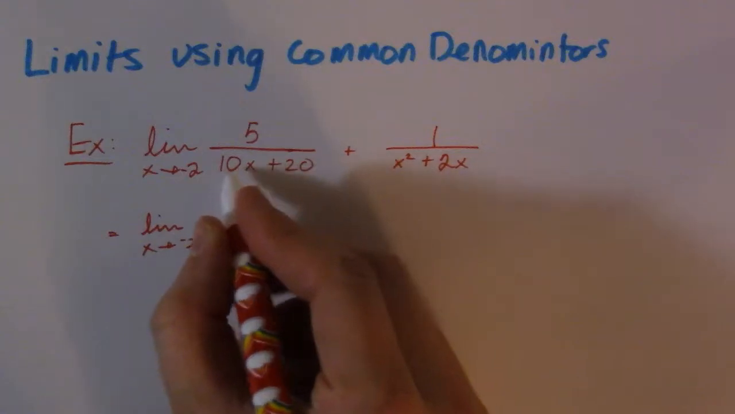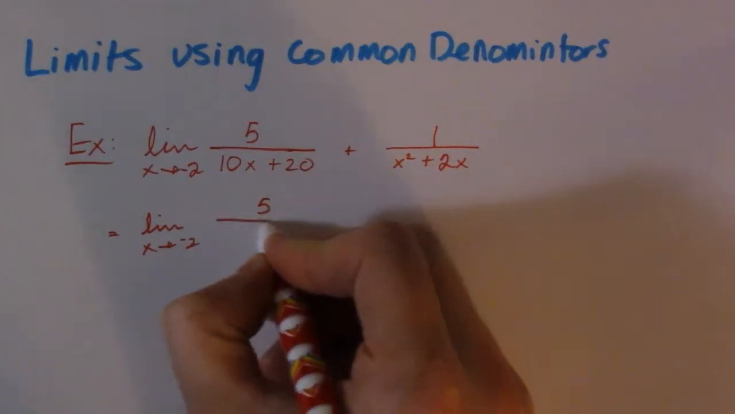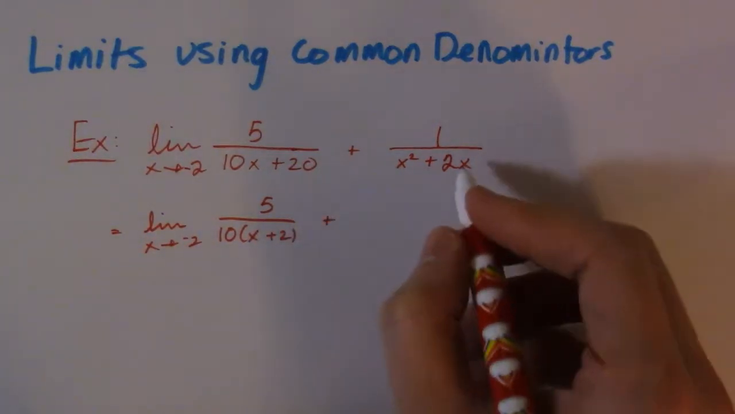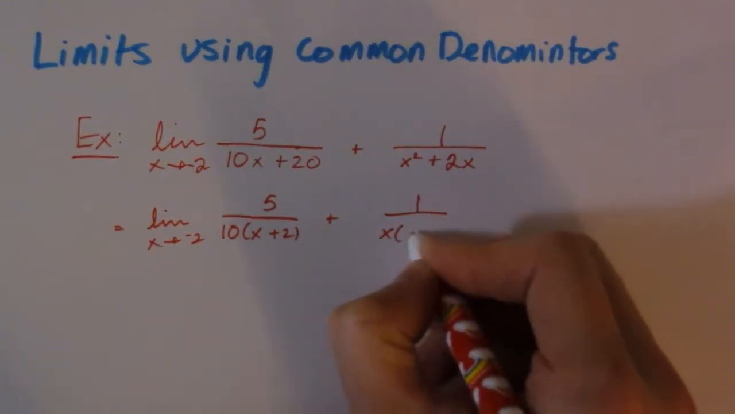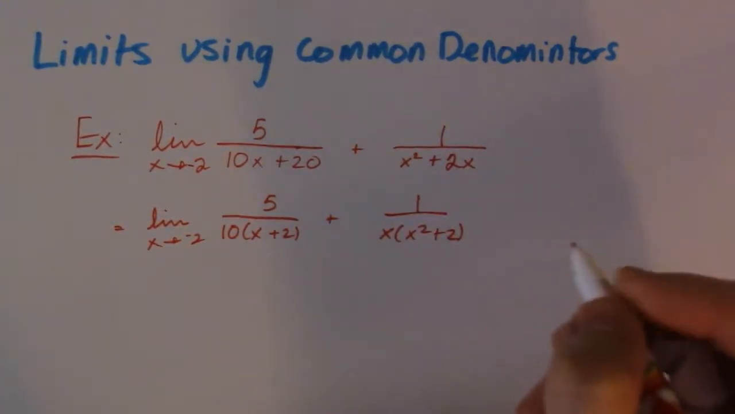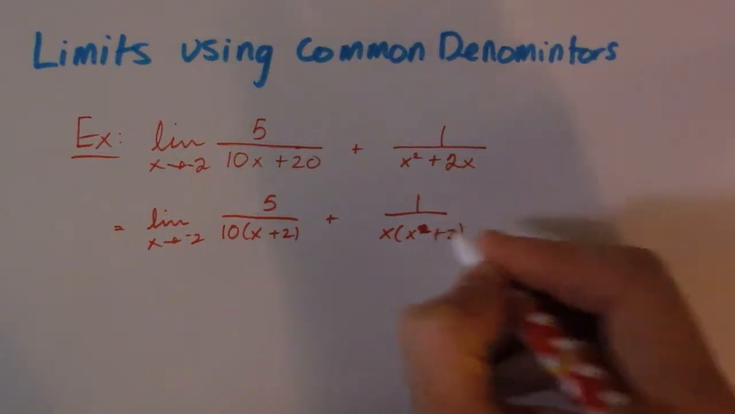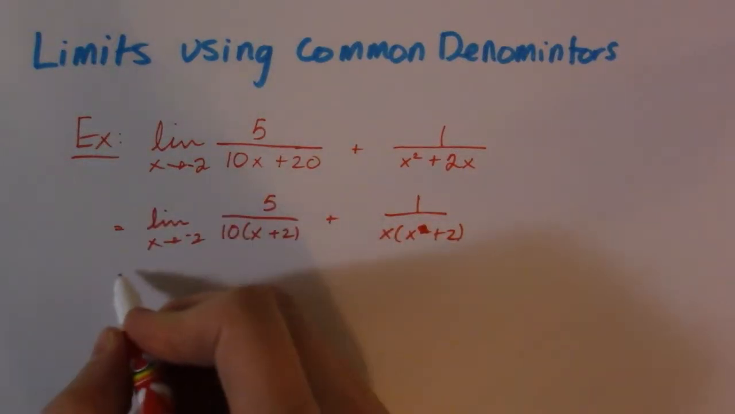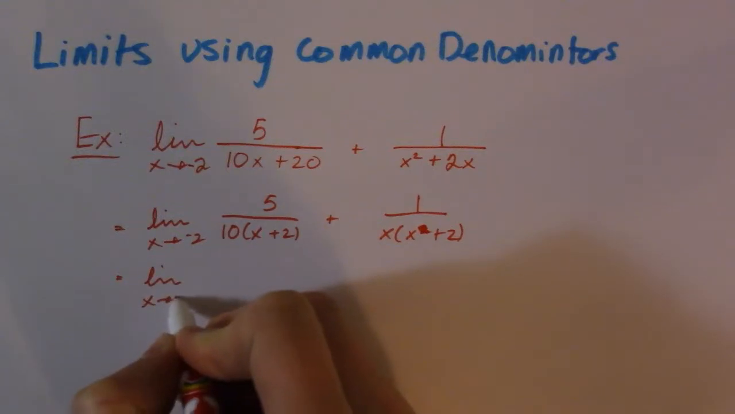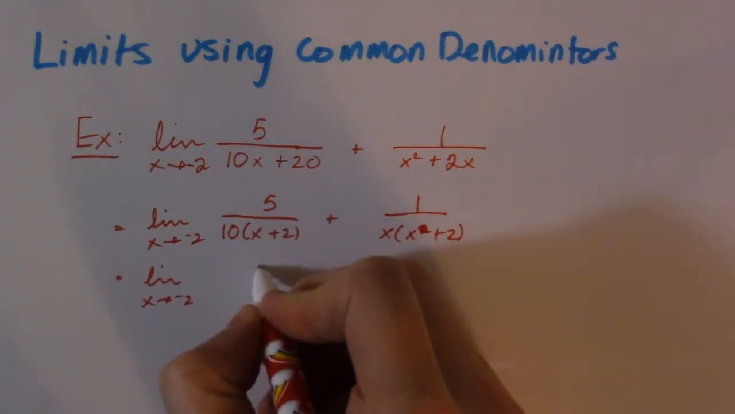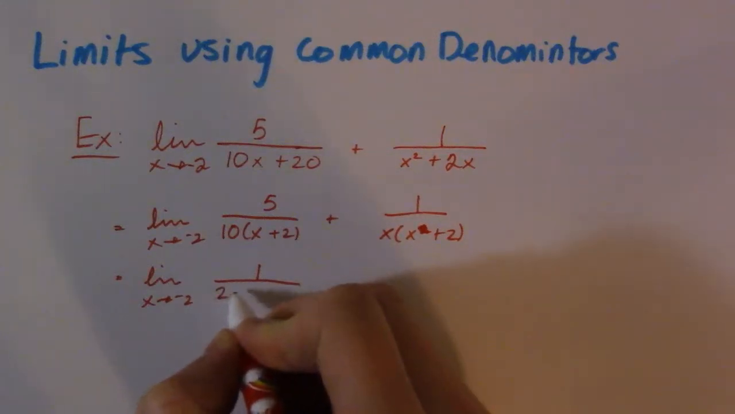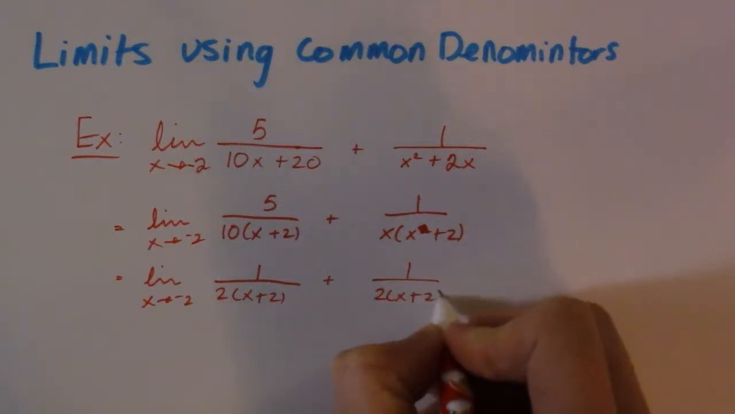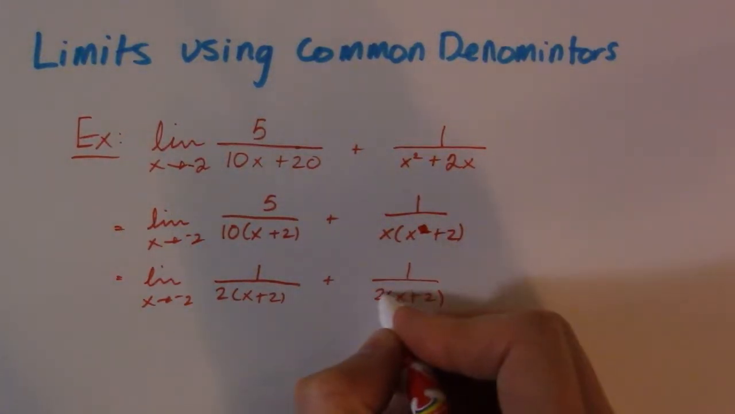So I'm going to factor out a 10 out of this, so I'm left with 10 times x plus 2. And then on this one, I'm going to take out an x, and I'm left with x plus 2. So now I've got a little bit of cancellation here. I can get that to simplify a little bit. So it becomes 1 over 2 times x plus 2, plus 1 over x times x plus 2. So now, that's an x, right?